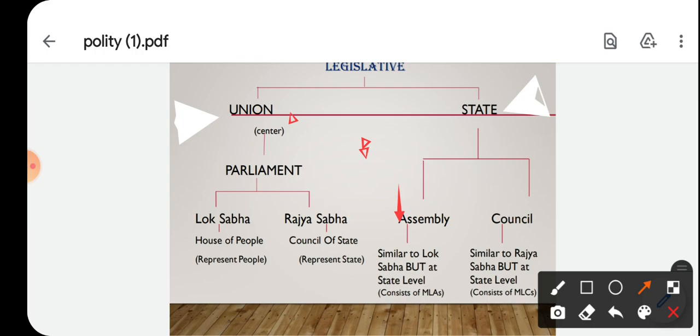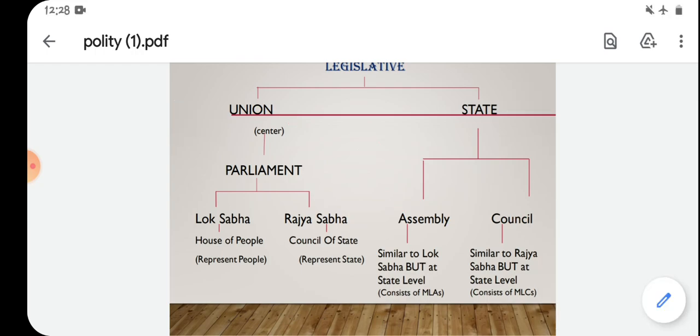Now see, this union legislature is further divided into parts, that is the parliament. This parliament comprises the Rajya Sabha and the Lok Sabha. Lok Sabha is nothing but the house of people, and Rajya Sabha is nothing but the council of state. In Lok Sabha, people's representatives are present, and in Rajya Sabha, representatives of states are present. I hope everyone knows the difference.